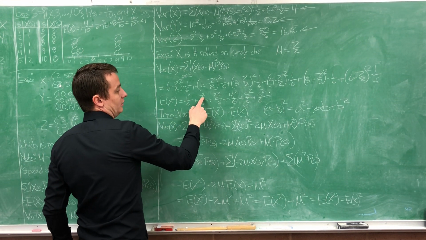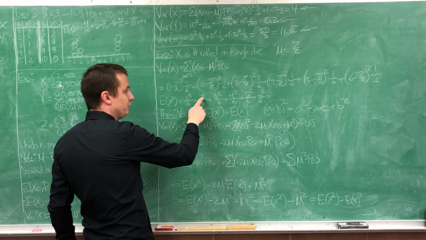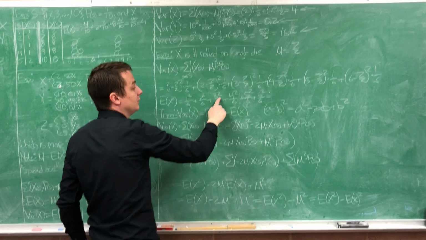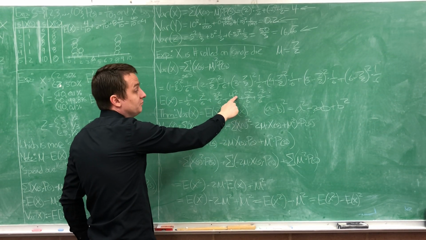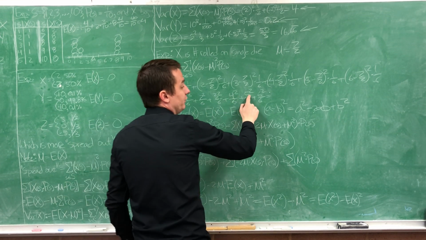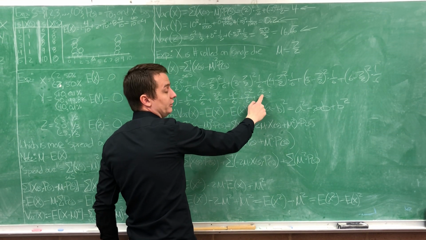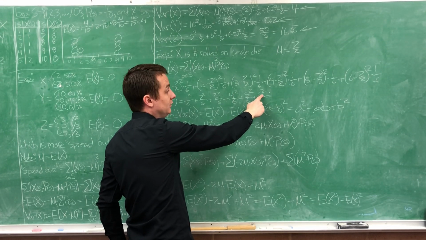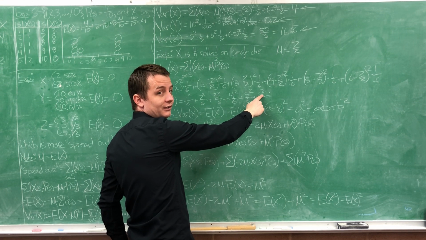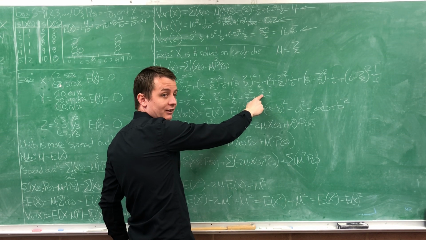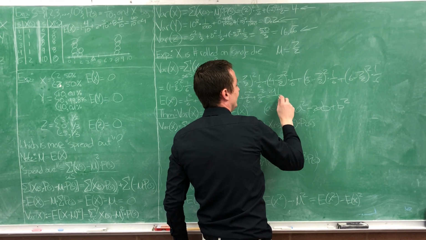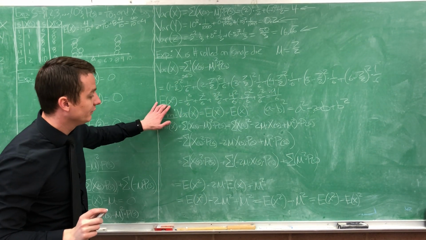1 plus 4 is 5. 5 plus 9 is 14. 14 plus 16 is 30. 30 plus 25 is 55. 55 plus 36 is 91. Guys, it's 91. So 91/6 is what the expected value of x squared is.